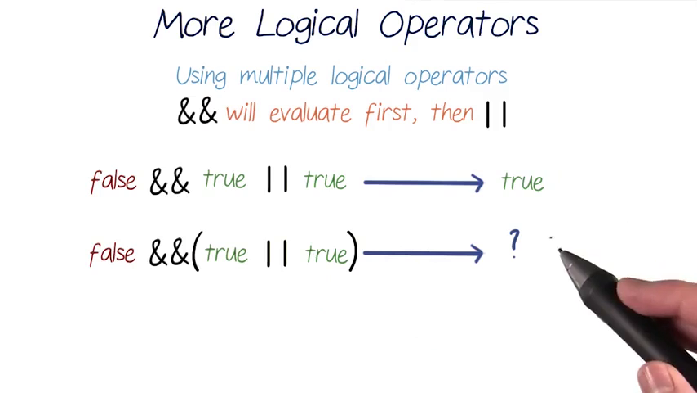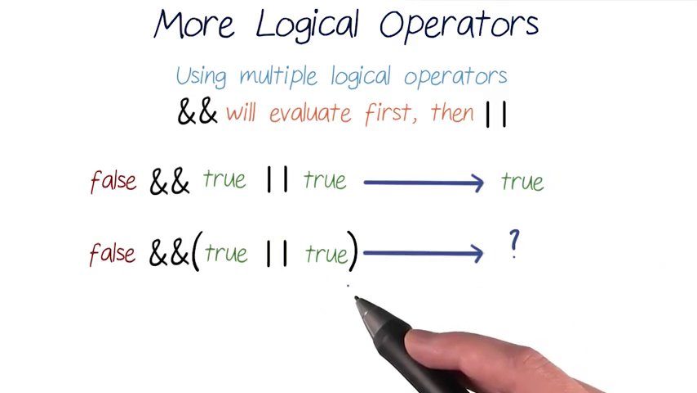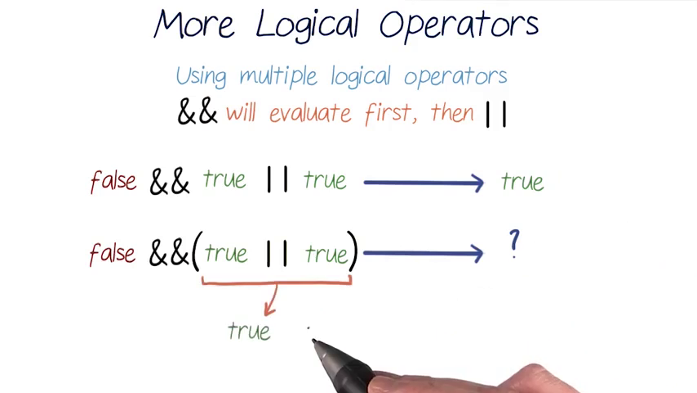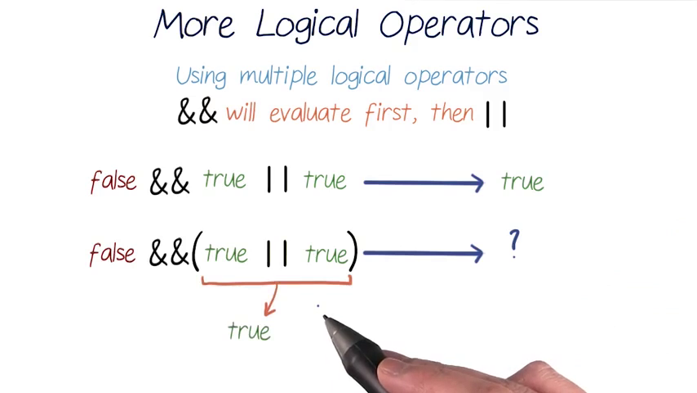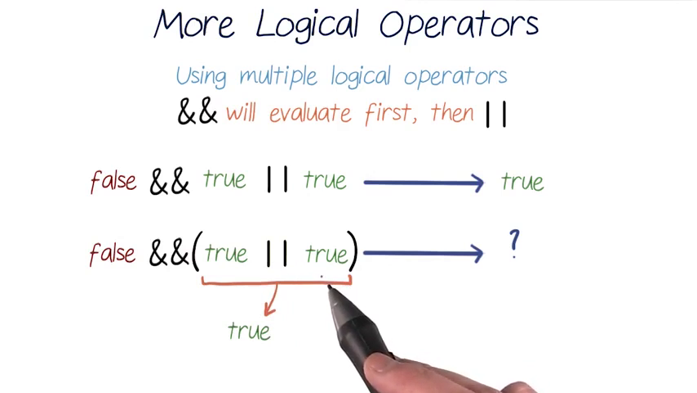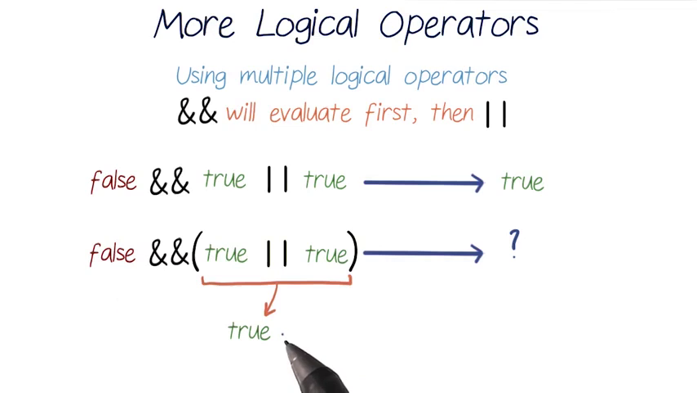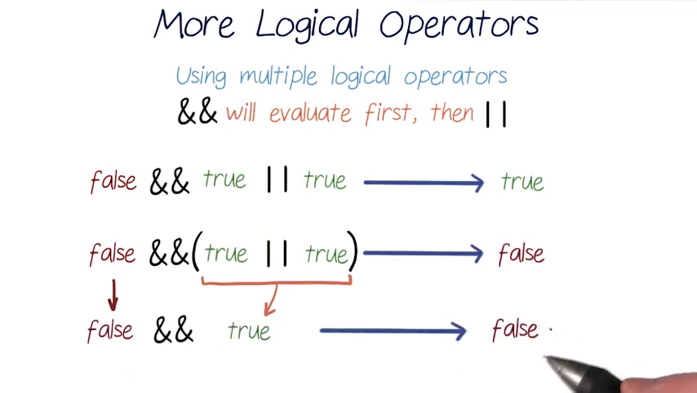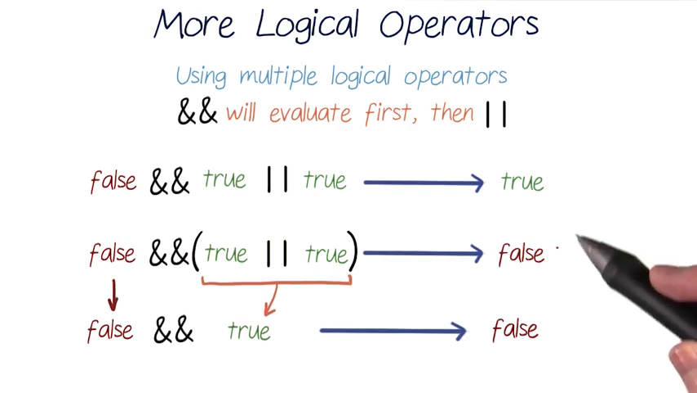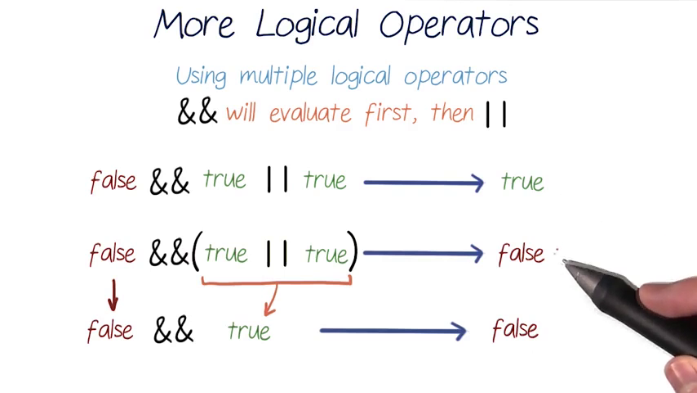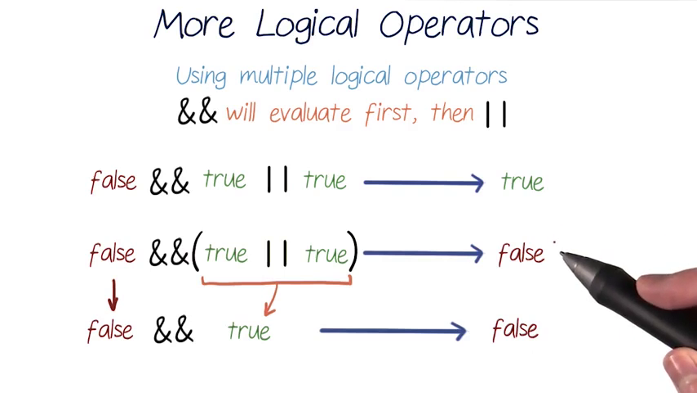So this same check, but with parentheses around the OR, will be read differently. In this case, Java looks at what's in the parentheses first, true or true. And since at least one of these two conditions is true, in fact both of them are true, this OR combination evaluates to true. And these conditions simplify to false and true. And because one of these conditions is false and they're combined with an AND, this whole expression evaluates to false. So even though these two expressions look very similar, the order of operations makes a difference.